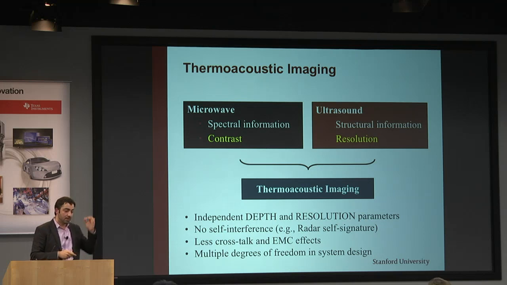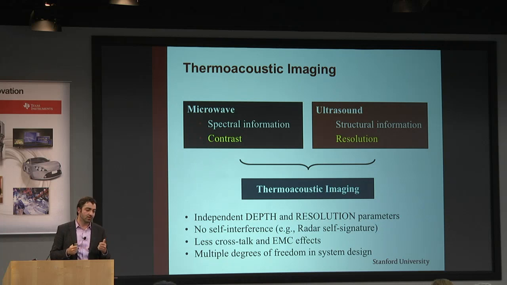There is no self-interference. If you've designed radar, you know that one of the big problems, GPR, different type of radar, is what we call self-interference. So you transmit and receive, and your transmit sort of interferes with your receiver. They're sitting right next door. There's less crosstalk, and there's multiple degrees of freedom. So this is the plus side of it.